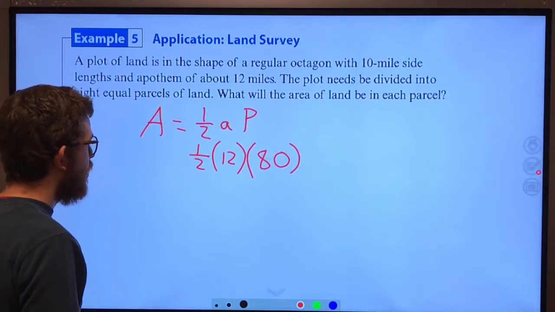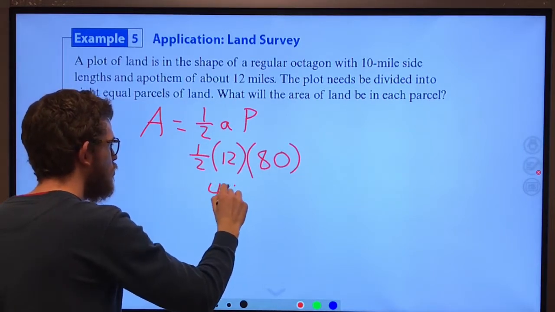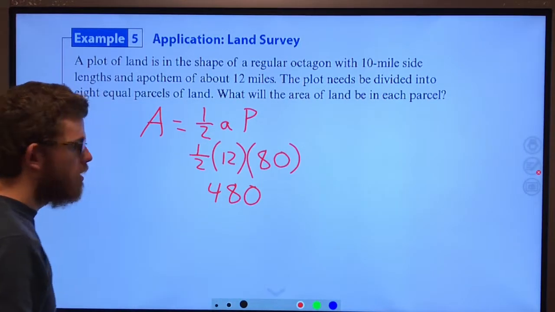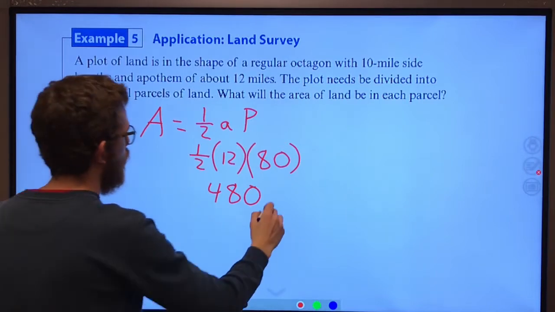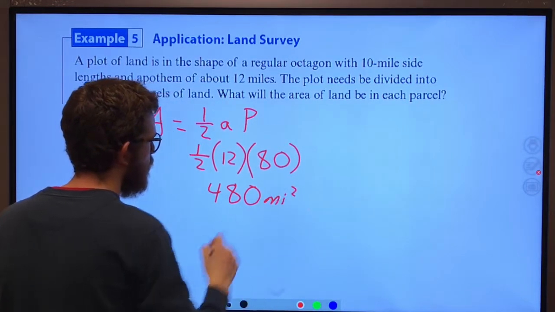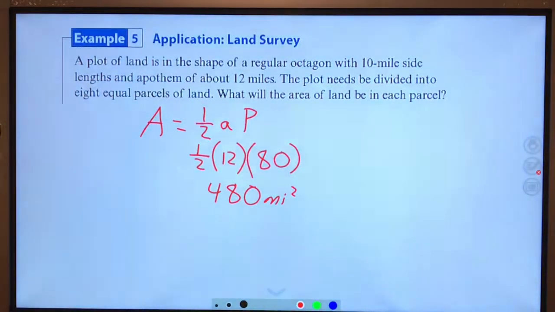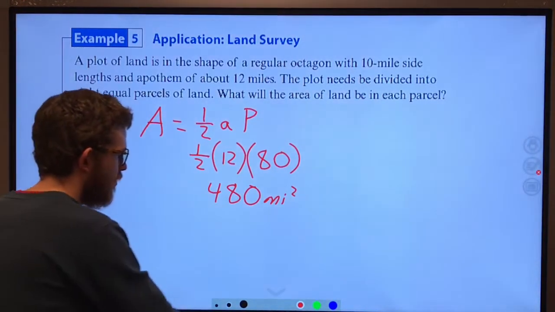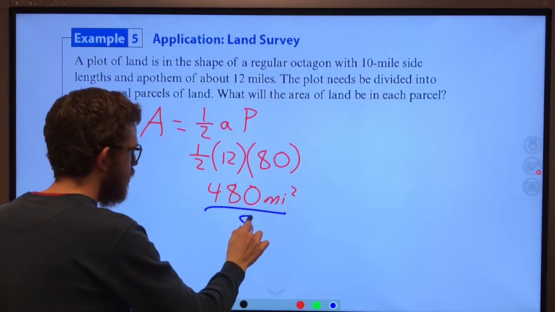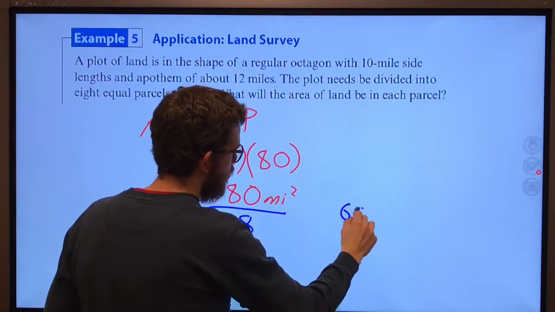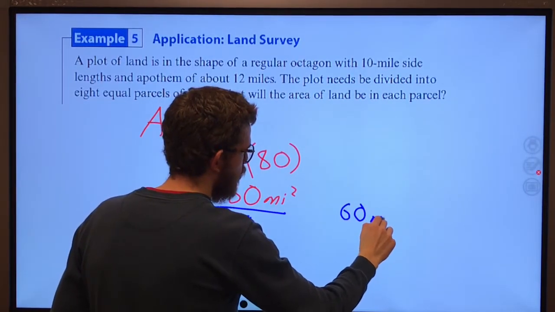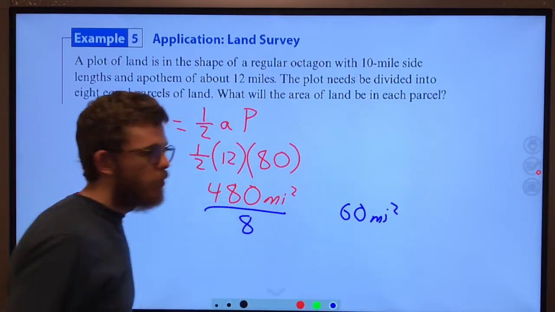1/2 times 12 times 80 gives us 480 square miles. But that's the entire plot of land. We want to divide it into 8 equal parcels, so we divide this by 8, which gives us 60 square miles per parcel.